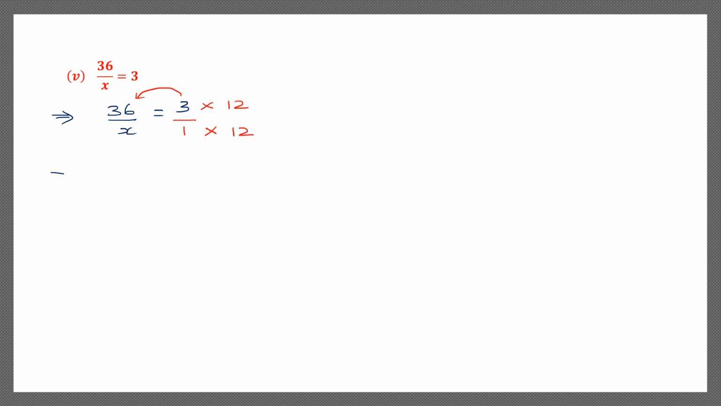So here what do we have? We have 36 by x is equal to 3 12s are 36, 1 12s are 12. So again we have found the value of x to be 12. So let's write it down. X is equal to 12. So this is our final answer.